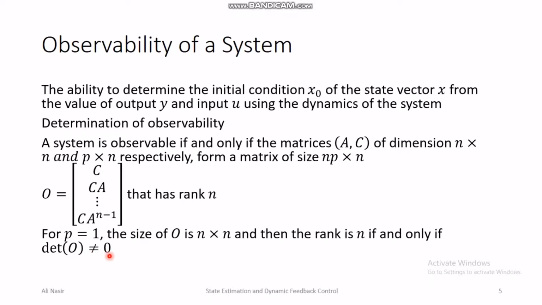So really, for a single output system, a system with a single sensor, the determination of observability boils down to only the determination of the determinant of a matrix. You only have to calculate the determinant of O, and if it is non-zero, the system is observable, and if it is 0, the system is unobservable. Now we look at some examples.